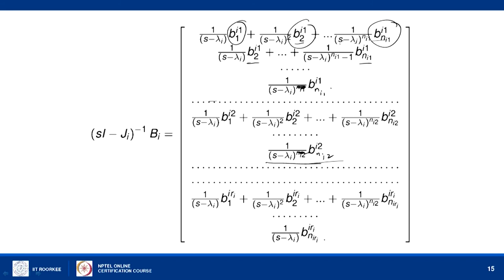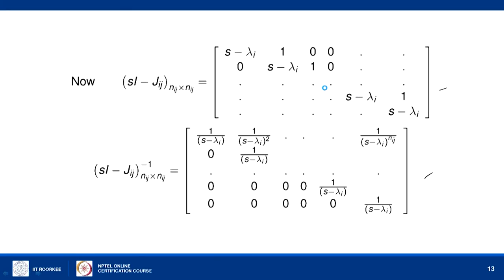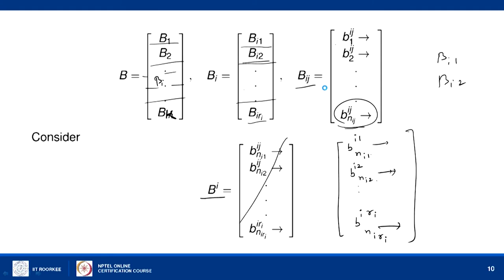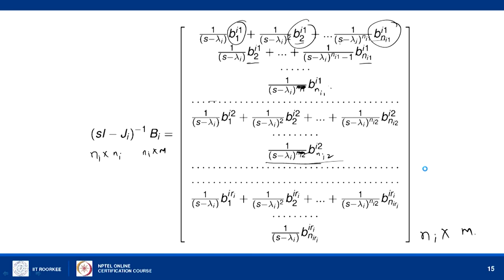So, this is the matrix which is of the size n_i cross n_i, and this is of the size n_i cross m. So, this is an n_i cross m matrix. Now, we can see that these last rows of each block are made up of the rows of the b superfix i matrix. This b superfix i matrix has these particular rows as given. So, we have the last rows like this.